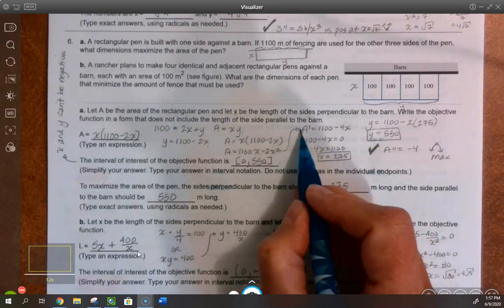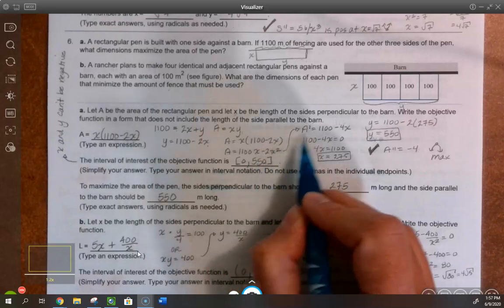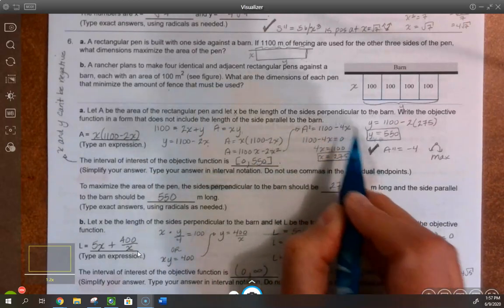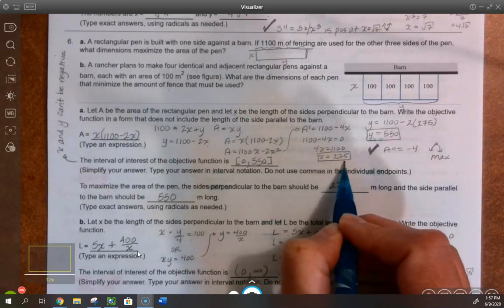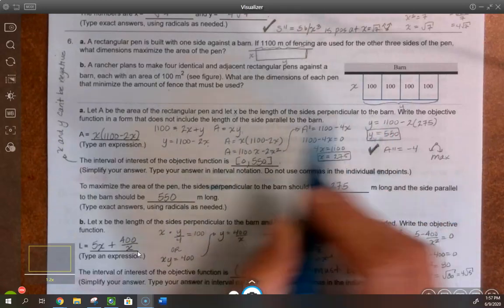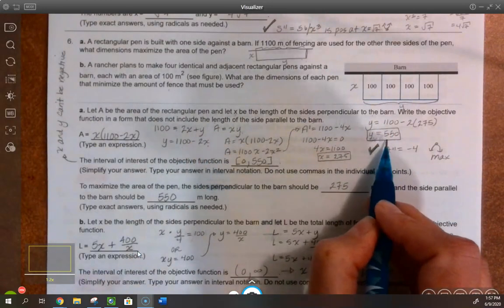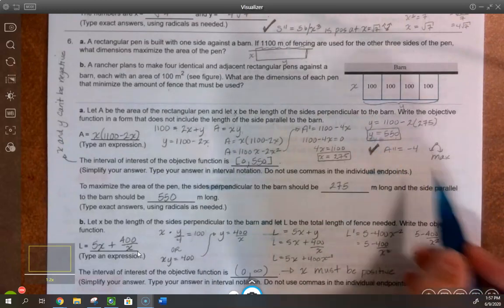So now we do our calculus. We're going to take the derivative of this. Derivative of 1,100x is 1,100. Derivative of negative 2x squared is negative 4x. We set it equal to 0, and we get x equals 275. We put it back into this equation to find the y value, and we get y equals 550. And then we check to make sure that this is a maximum.